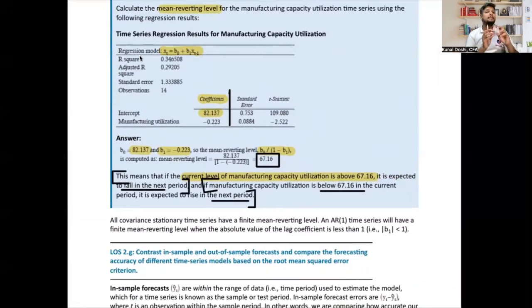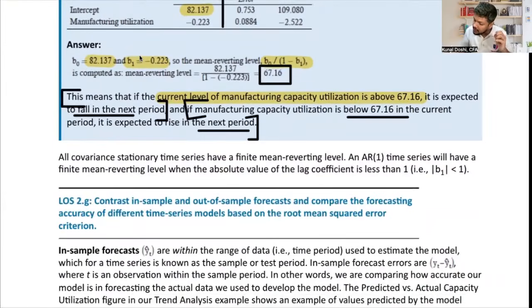Right? This is called mean reverting level, correct? Just remember, all covariance stationary time series have a finite mean reverting level. Any model which is covariance stationary will have a mean reverting level. Okay, everyone? Clear, right? So they have said that any model which is covariance stationary will have a finite mean reverting level. It cannot be infinite. There will be a number out there.